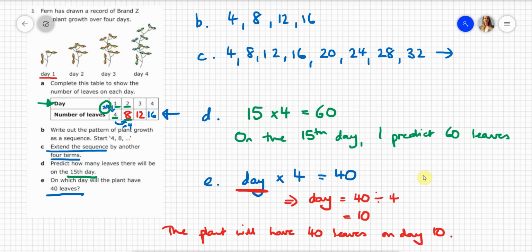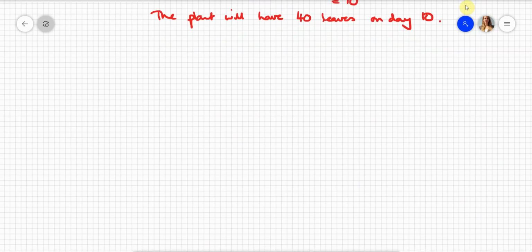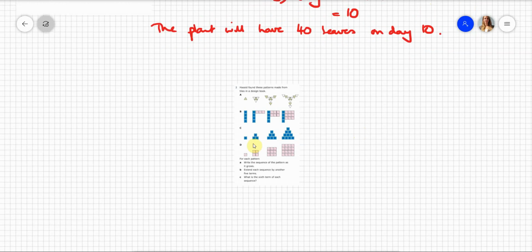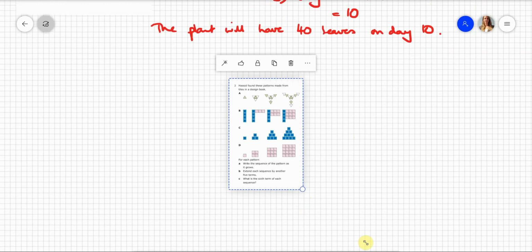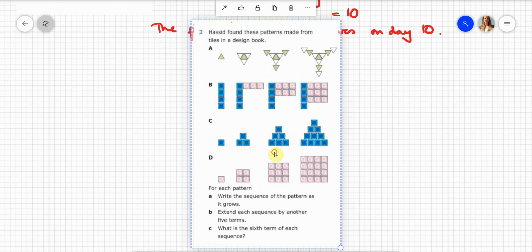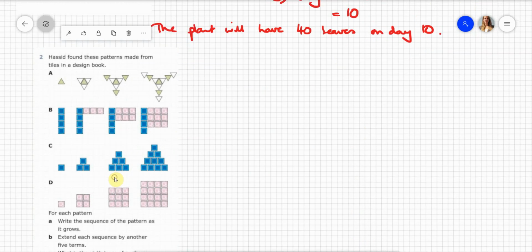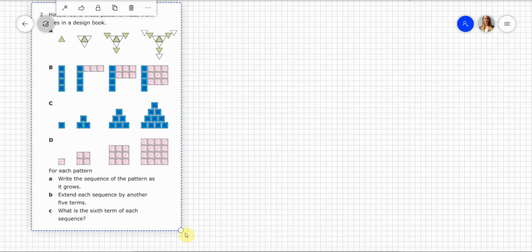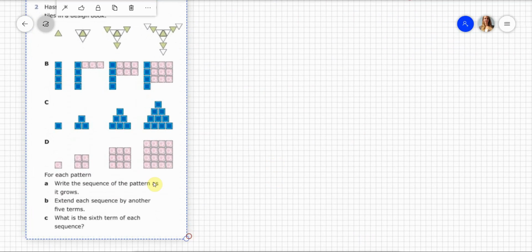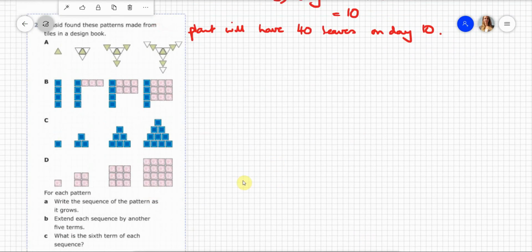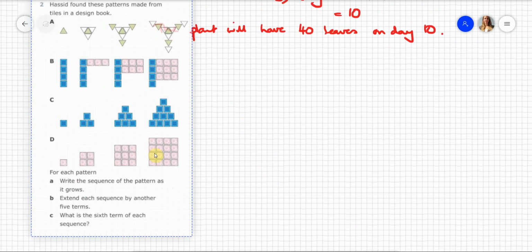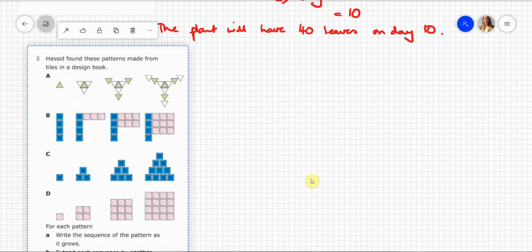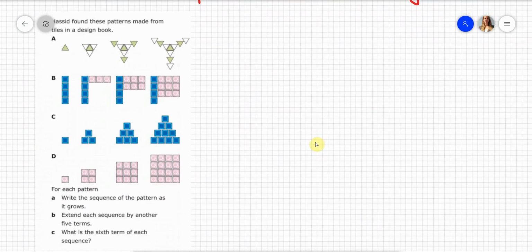So mark your answers to that one and then pause the video and have a go at question 2 from the worksheet. I'm going to paste this here again. So here is question 2, and you're going to have a go at this, and then you can unpause the video to see the answers.